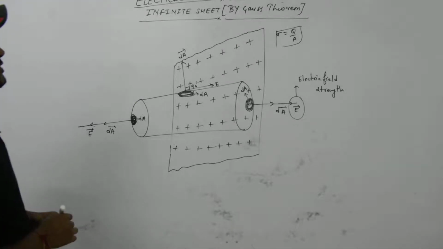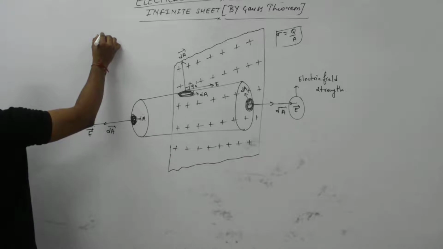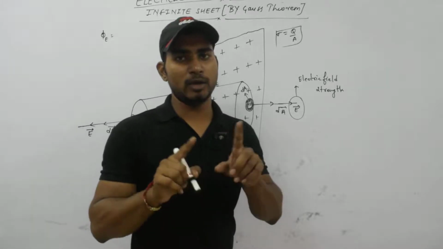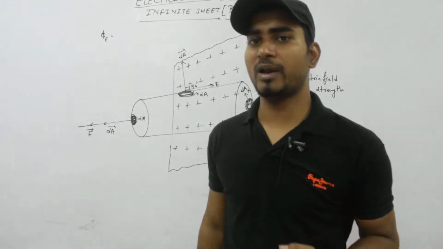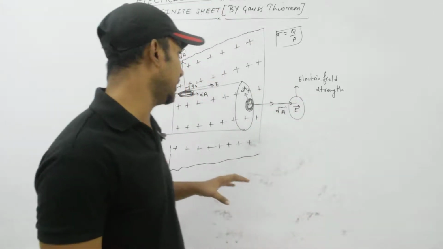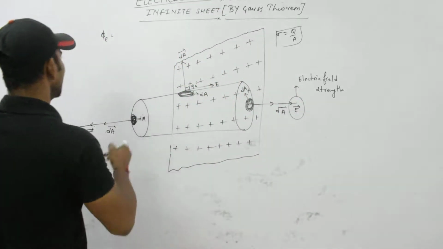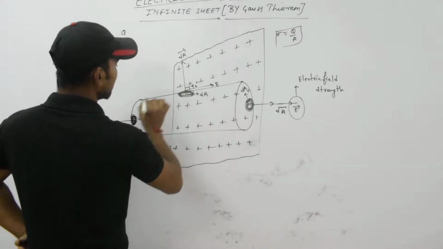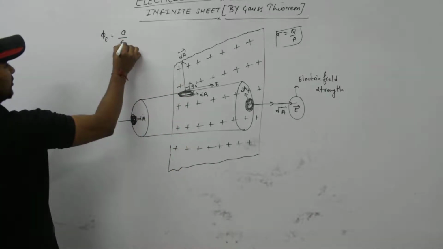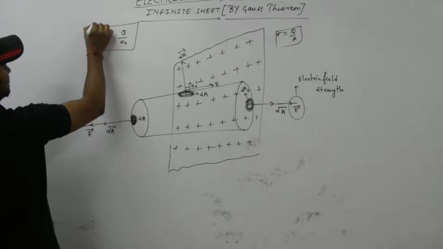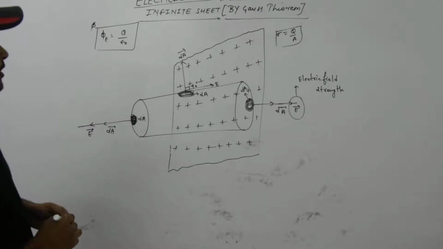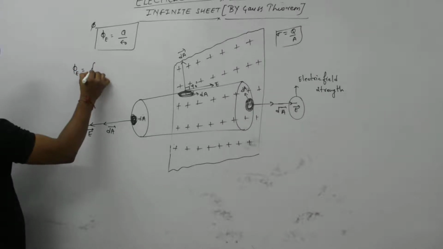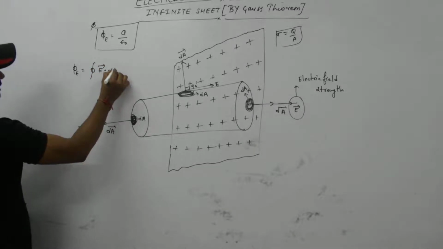So as we know, according to Gauss theorem, the total electric flux passing through an enclosed Gaussian boundary is equal to 1 upon epsilon naught times the total charge enclosed by that Gaussian surface. So phi is equal to, let's suppose the total charge enclosed by this particular surface is q, so q upon epsilon naught. This is the formula of electric flux. One more formula you know, that phi is equal to the closed integration of E dot dA.